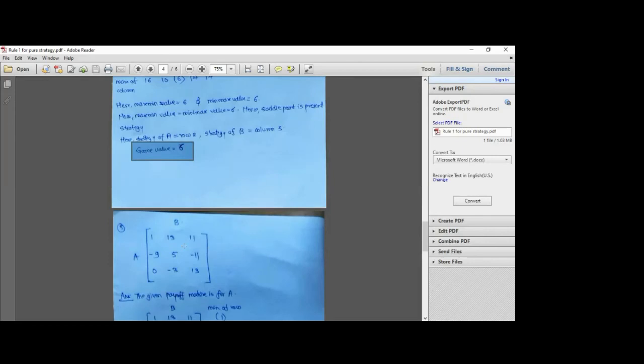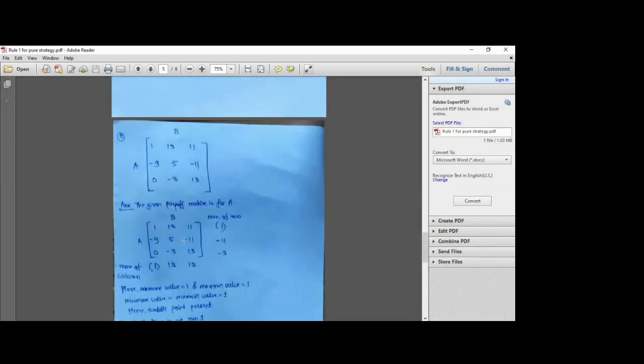Right? So I'm hoping that you have understood this. It is very simple.